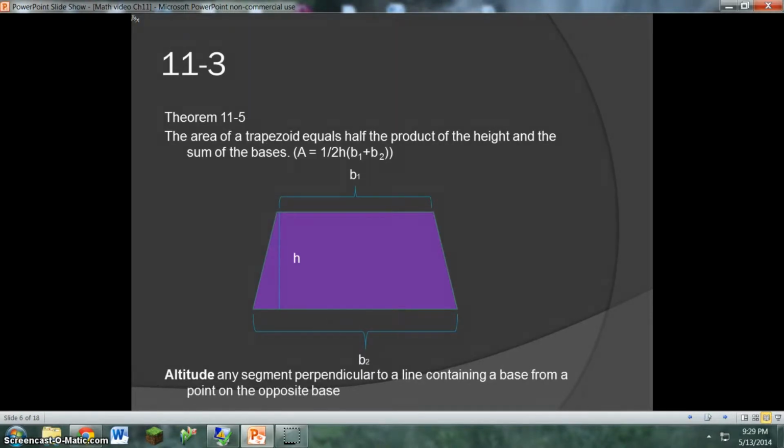11.3 Areas of trapezoids. Theorem 11.5. The area of a trapezoid equals half the product of the height and the sum of the bases. A equals half h times (b1 plus b2).